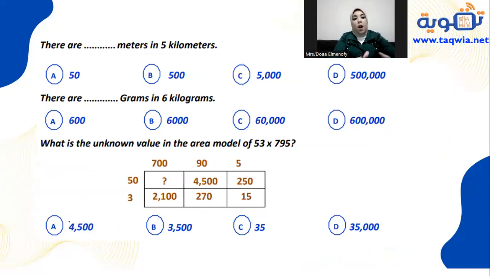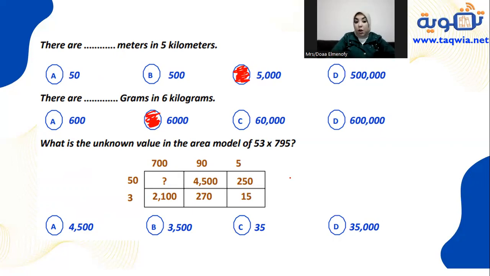Okay, how many meters are there in 5 kilometers? In 5 kilometers, we have 5,000. Why? Because when we convert from kilometers to meters, we have to multiply by 1,000. So here it's 5,000. What about here? How many grams in 6 kilograms? When we convert from kilograms to grams, we also have to multiply by 1,000. So it's 6,000 grams in 6 kilograms.